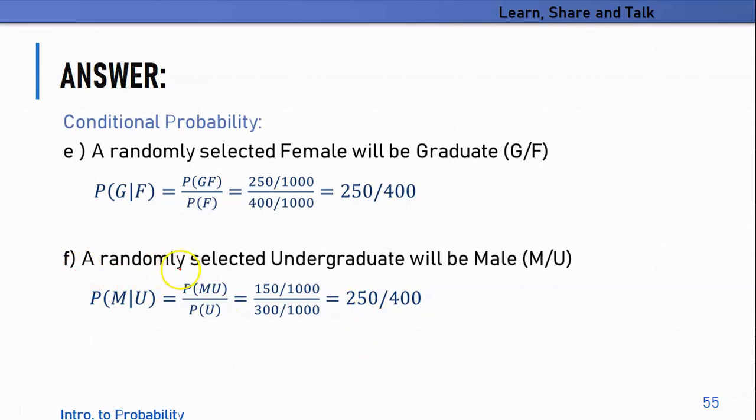Similarly, a randomly selected undergrad will be a male. Again, the joint chances of having a male undergrad, that is 150, and the overall chances of having an undergrad, that is 300. So I find out the unconditional probability in this case too.